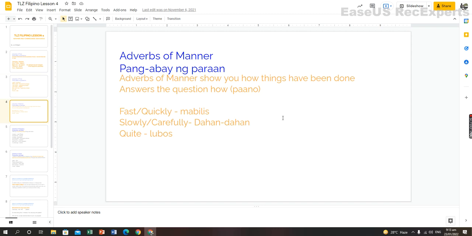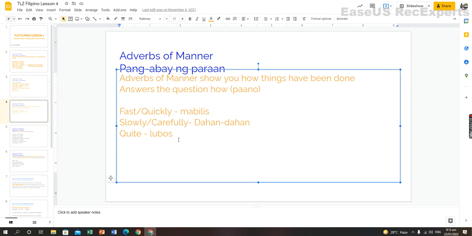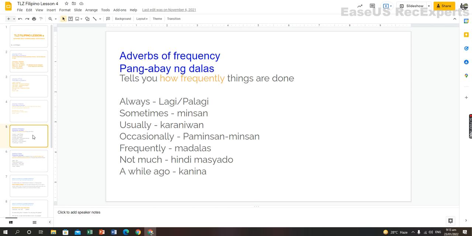Okay, so there's adverbs of manner. The adverbs of manner show how things have been done. Answers the question how, paano. Pang-abay ng paraan. So fast, quickly, mabilis, slowly, carefully, dahan-dahan, quite, lubos. These are the only examples that I could actually think of, like back in November, if you can see over here. There are several more, I just couldn't find some resources that were quite accurate, so I'll leave you at that to find it.